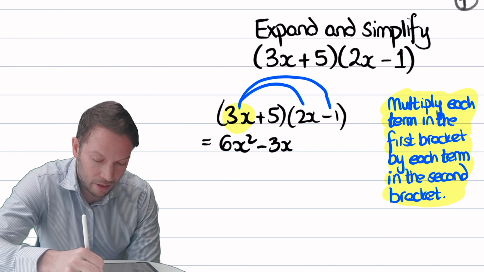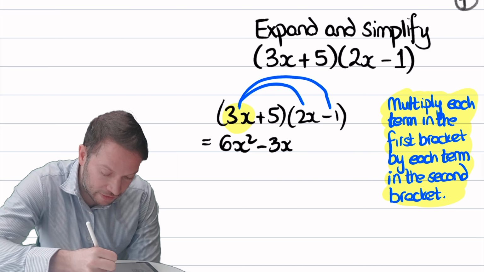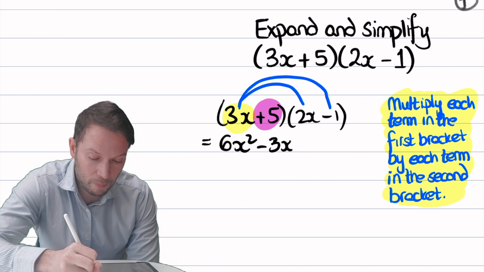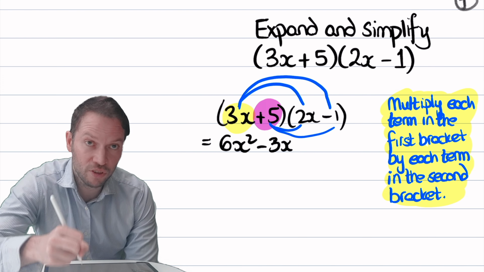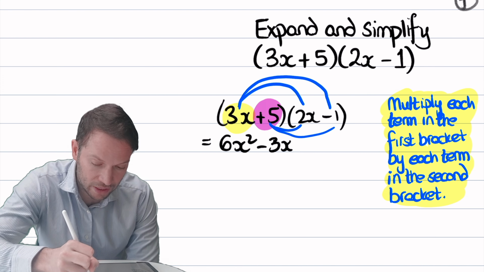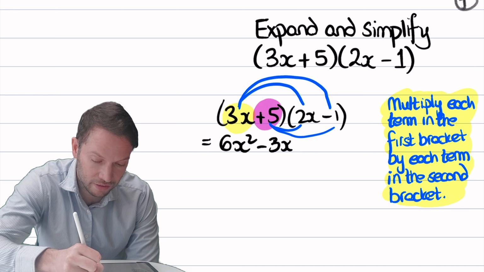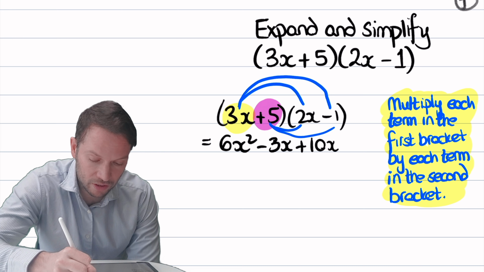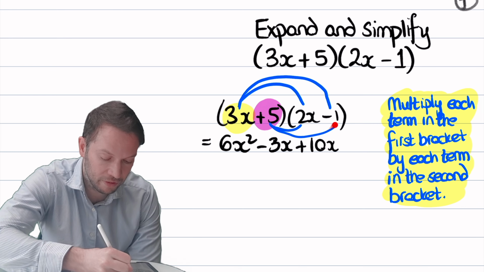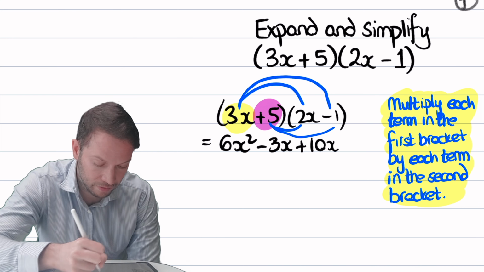So then I do the second thing in the first bracket multiplied by each thing in the second bracket like this. That's going to make sure we get every combination. So we do the 5 times the 2x, which is the plus 10x. And then we do positive 5 times negative 1, which is minus 5, like that.